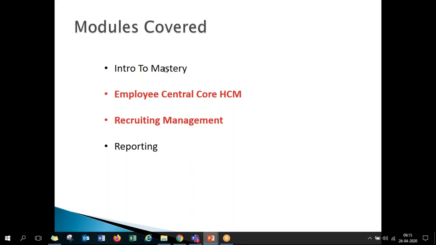And after these two modules are done, at the end we'll also be looking into the reporting part, the way the standard SuccessFactors pre-delivered reports or dashboards are available, or the way we can build some custom dashboards and reports. All that reporting part we'll be looking at.